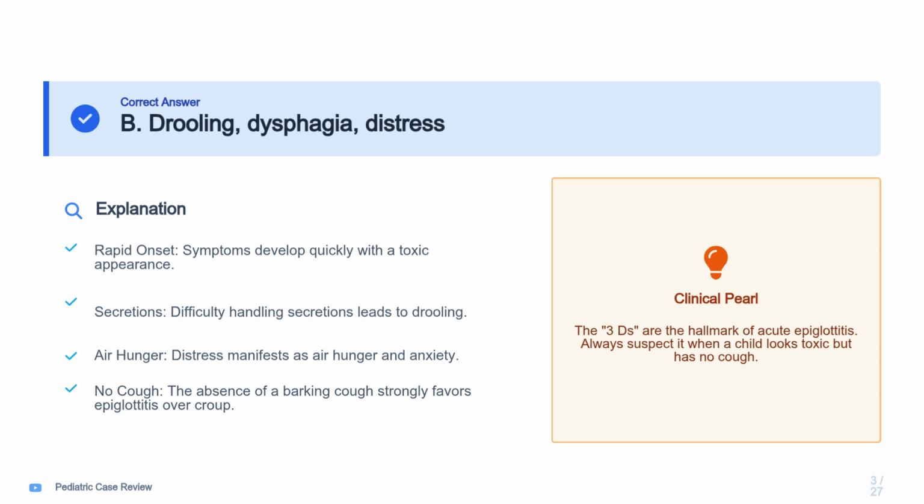These children appear severely ill and anxious due to respiratory distress. Early recognition of this triad is critical for prompt airway management and preventing life-threatening complications.